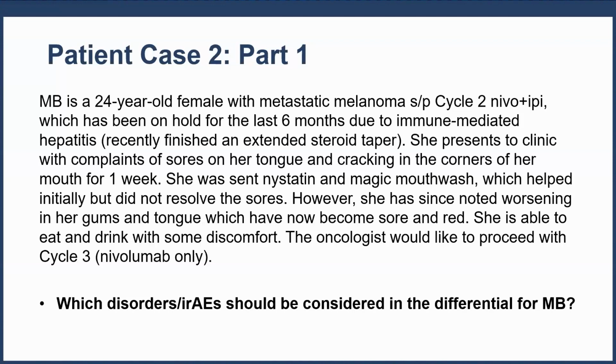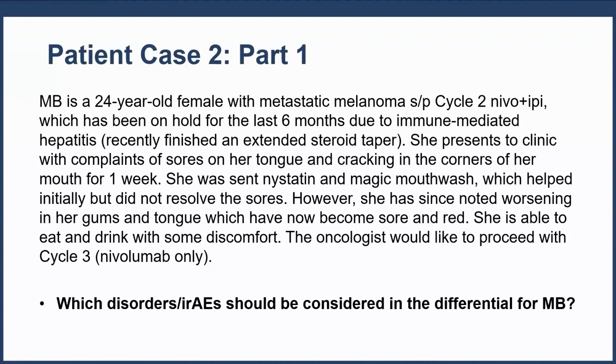So which disorders or IRAEs should we be considering in the differential for MB? So I want you to think about this. What would you be thinking through based on that assessment map that we kind of laid out? And I think in my mind, I would be thinking of oral herpes, oral candidiasis, with that extensive steroid history that she had. Those are very high risk, right? With steroids having just finished. But it also could be mucositis. It could also be lichen planus, which is what we'll talk about in a moment.